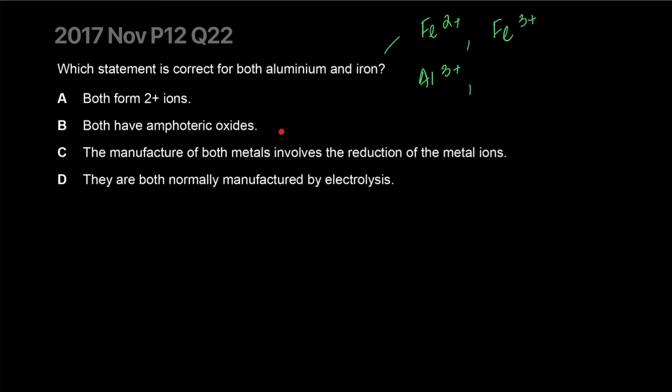Both have amphoteric oxides. That's not true. Aluminum is amphoteric only in this case. Aluminum oxide is amphoteric. The manufacture of both metals involves the reduction of metal ions.